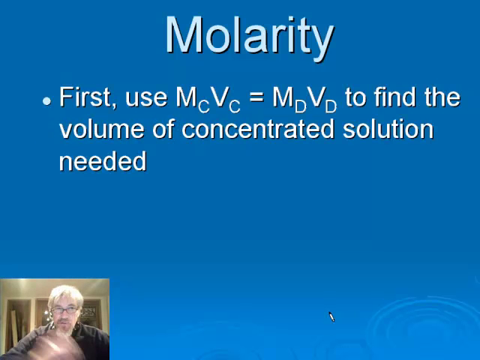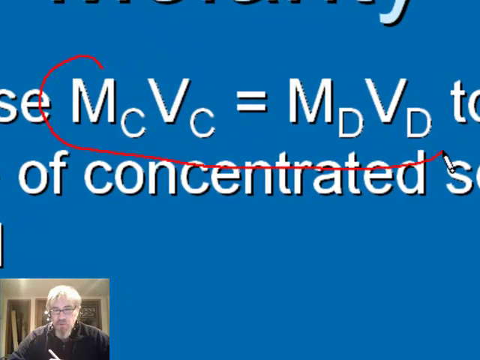The first thing you can do is use the fact that molarity times volume in liters is equal to moles, and set the moles equal to each other, because all the solute that ends up in your dilute solution originally came from the concentrated solution. So you have this formula. It's sort of a shortcut for calculations. It's called the dilution equation by some people.